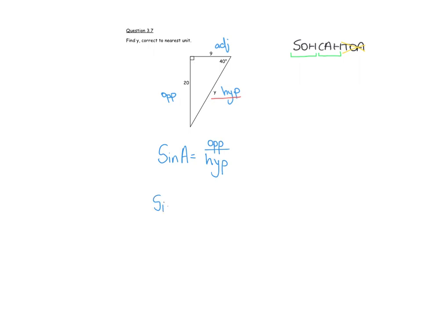So this becomes sine of 40 is equal to the opposite, which is 20, over the hypotenuse, which is y. So we can multiply both sides by y, and we'll get y sine 40 is equal to 20. Then divide both sides by sine 40, and we'll get y is equal to 20 over sine 40.